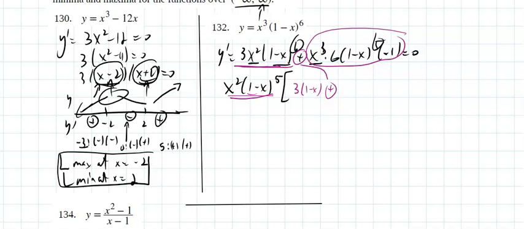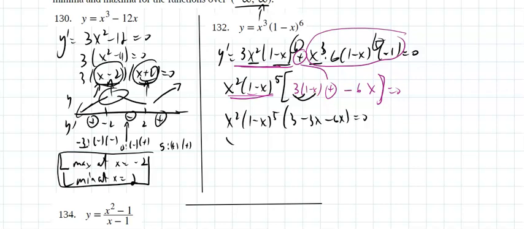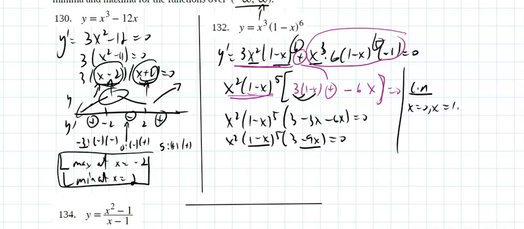So pretty much you have a -6 times x left. So x squared times 1 minus x to the 5th, and this is 3 minus 3x minus 6x equal to 0. X squared times 1 minus x to the 5th times 3 minus 9x equal to 0. So what are the critical numbers? The critical numbers are x equals 0, x equals 1, and x equals 1/3. Three values I have to really worry about.